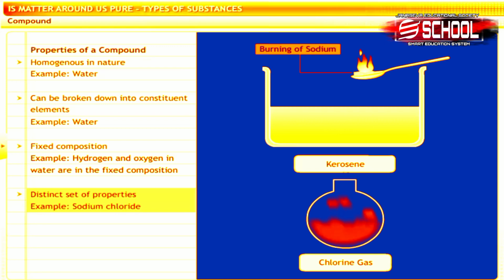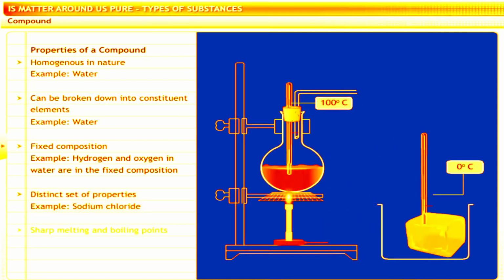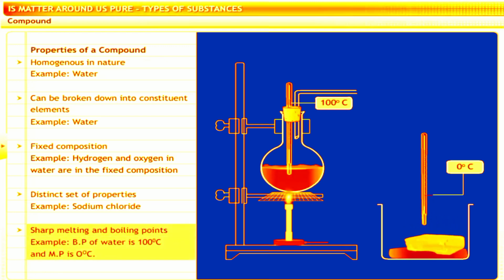Sodium is a highly reactive metal, which catches fire when exposed to air, and chlorine is highly poisonous. From this we can say that compounds exhibit a distinct set of properties. A compound has a sharp melting and boiling point. For example, water has a boiling point of 100 degrees centigrade and a melting point of 0 degrees centigrade.